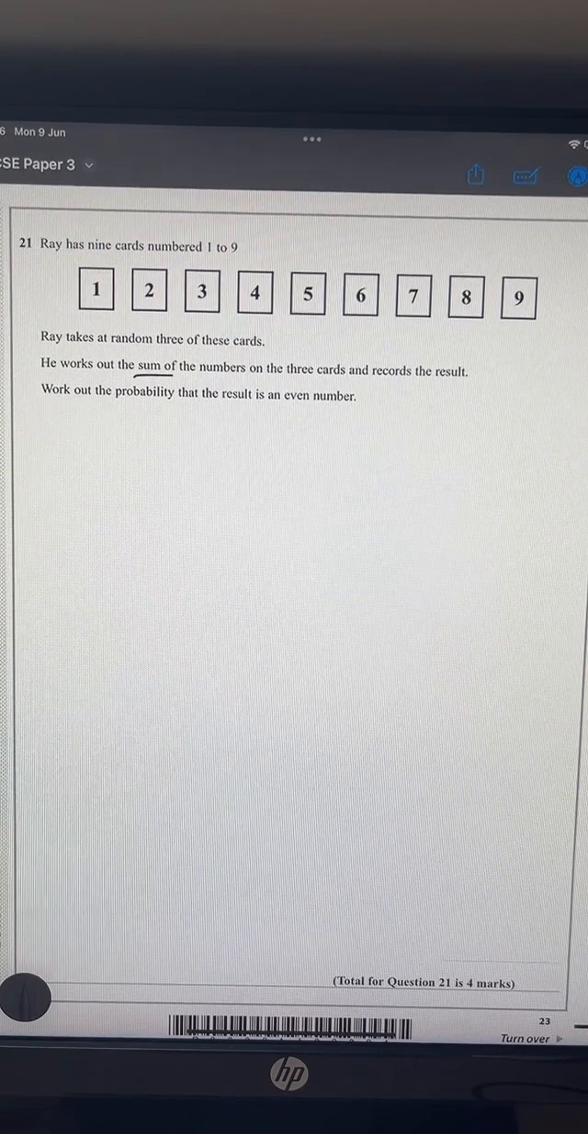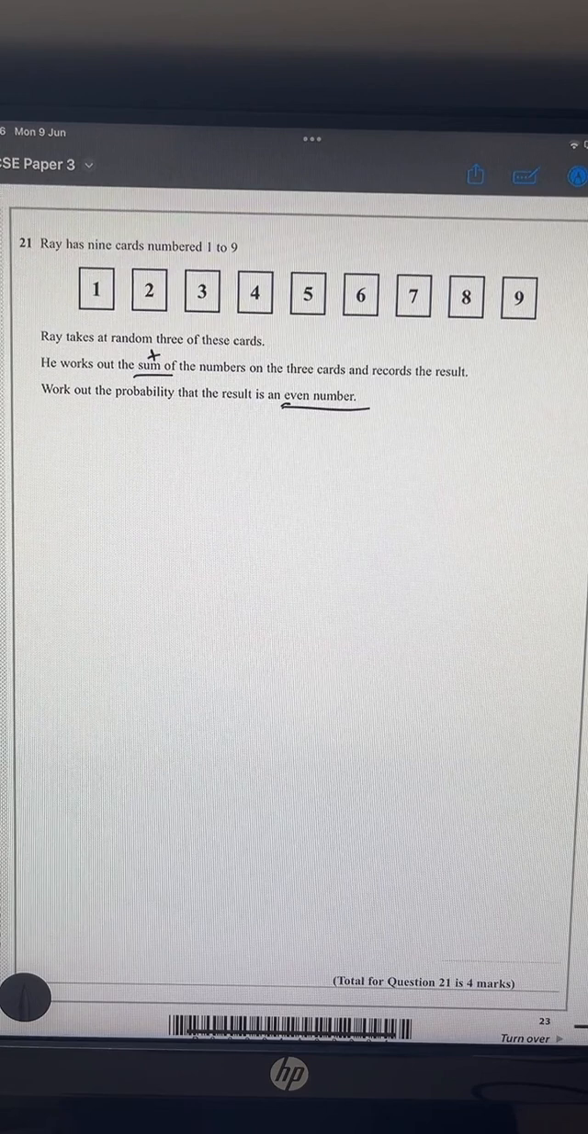I think I forgot what the word sum meant in the exam. Sum means you add the numbers. So just put a plus there if it helps. He works out the sum of the 3 cards and records the result. What is the probability that the result is an even number? So if I'm picking 3 cards and I want to make an even, I just got to think, what are the different ways I can select those cards?